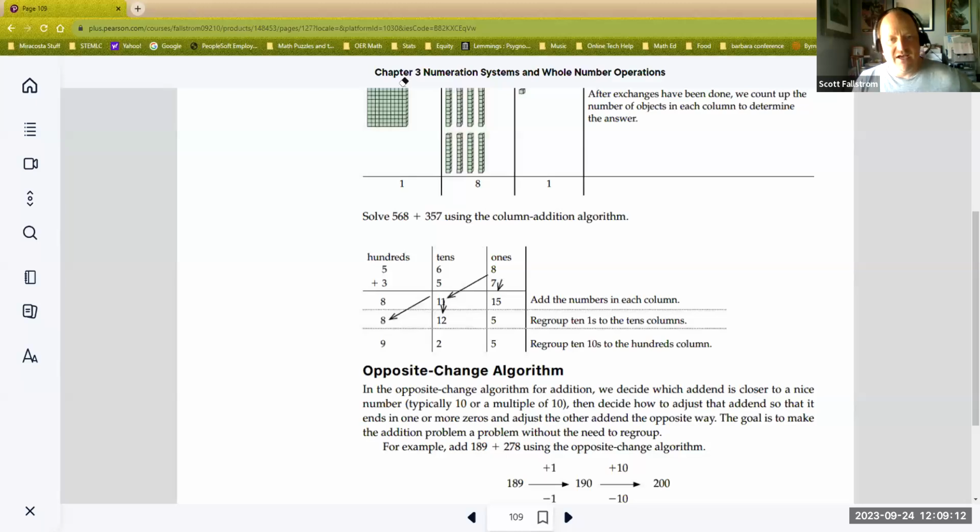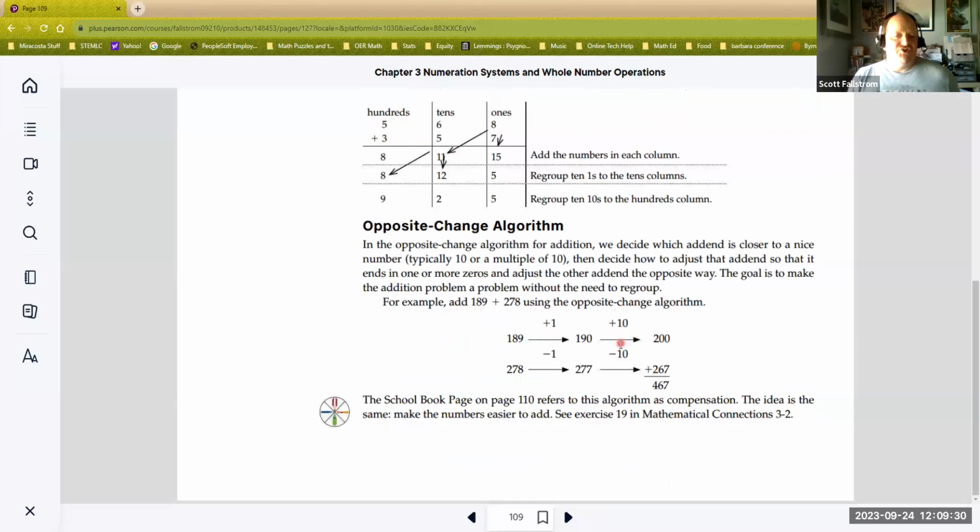So regroup one at a time, and again, start from smallest to biggest. So 15 becomes 5 individual ones and one additional group of 10. And then finally, the 5 just comes down. 12 becomes 2 groups plus 1 that gets traded out. Okay, the opposite change algorithm. Opposite change.